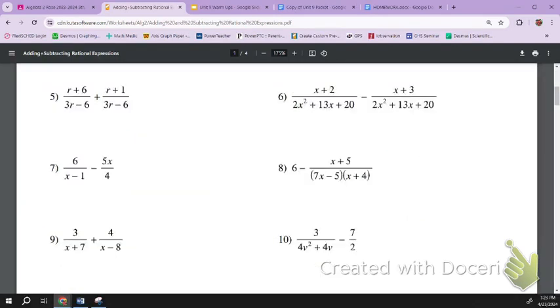Number 7. You need to multiply the second fraction by x minus 1 over x minus 1. You need to multiply this first fraction by what over what? What do you think? 4 over 4. Let's do it. That's how we get a common denominator.